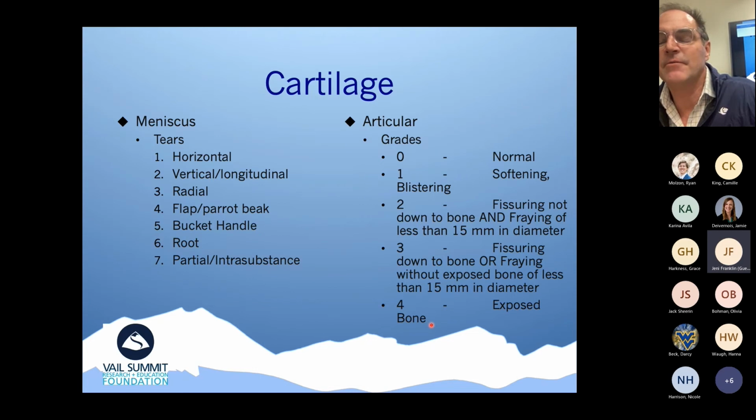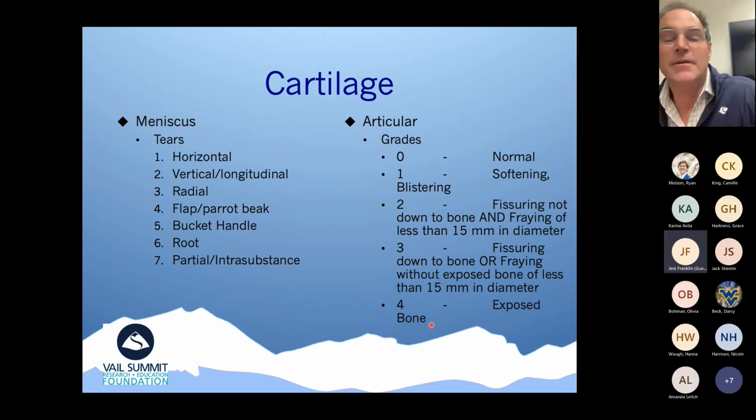And that's why it's often funny that our radiologists will call it grade 1 softening on an MRI, which you can't see softening. Now, they can tell that it's grade 1 because it's abnormal and it's lost some of its water content and things like that, but you can't see softening. But grade 1 is just going to be soft, blistering.